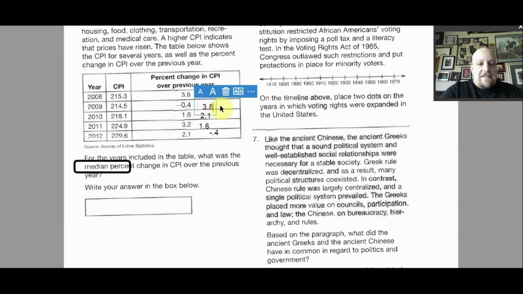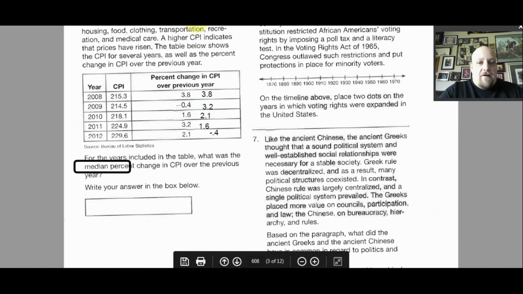Sorry, I said 3.6 on that. I meant 3.2, I'm sorry, holy cow. So you're looking at your middle number. Just looking at this, putting them in order from greatest to lowest, that's what you do for median. The number that you're looking for is 2.1. So you're going to just put that down here, 2.1. So 2.1 is your median number that they are asking.